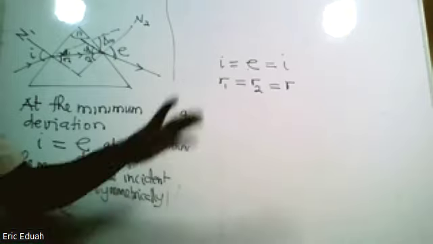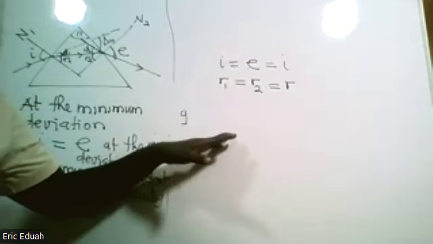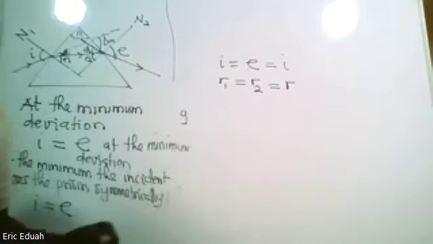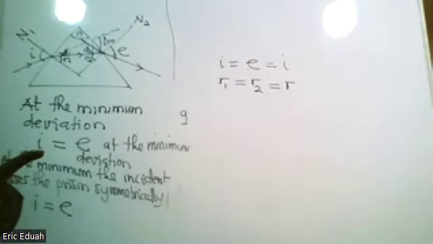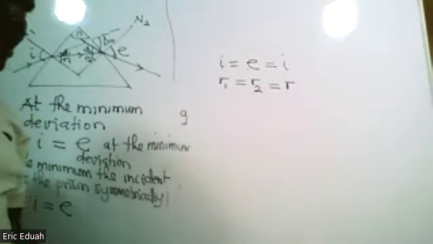So these are the conditions which occur when we obtain that minimum deviation. I is equal to E. Angle of incidence is equal to angle of emergence. R1 is equal to R2. And they are all equal to one angle of refraction, R.